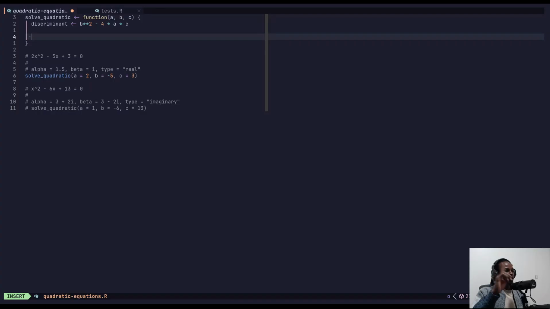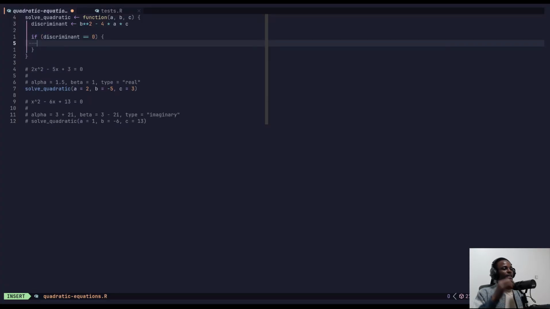Now tell me what happens. Let's start with the case for perfect squares. I think that's much better. So we are saying if the discriminant is equal to 0, that is for perfect squares. Let's calculate the solution. I'm just going to call it alpha. So we know that the two roots are identical and they are given by negative b over 2a. So this is going to be negative b over 2 times a.